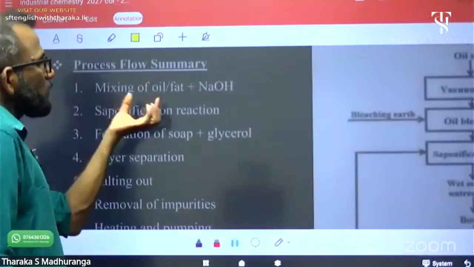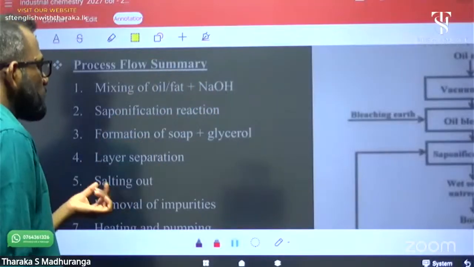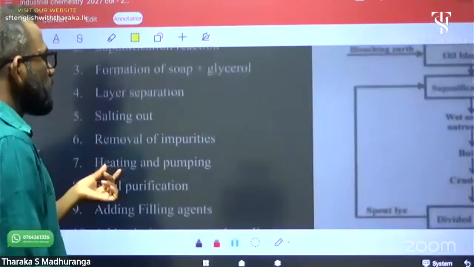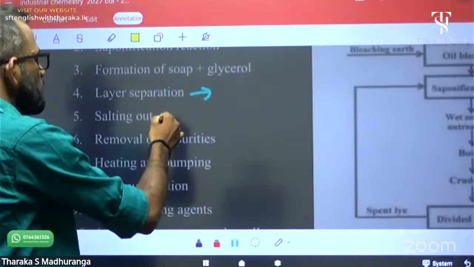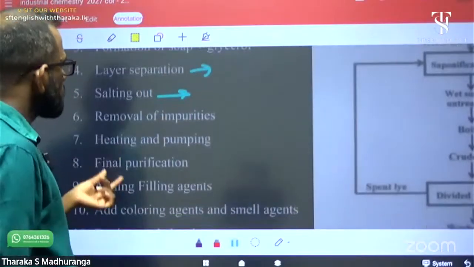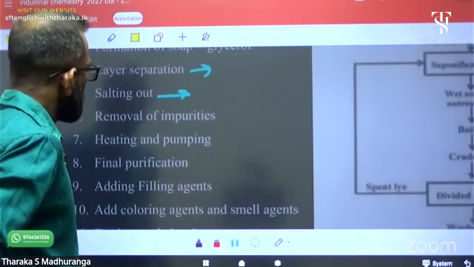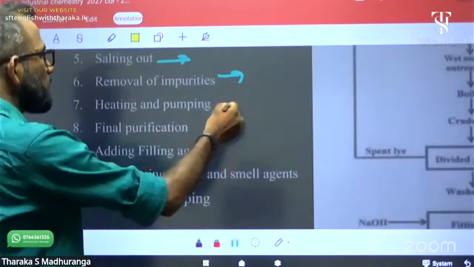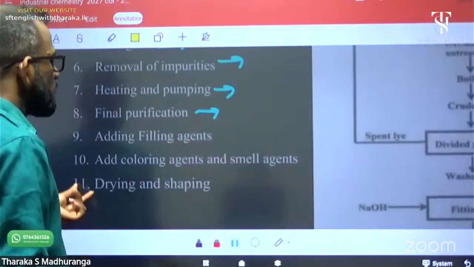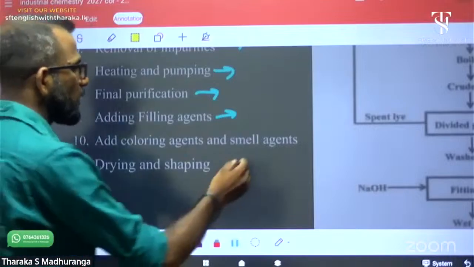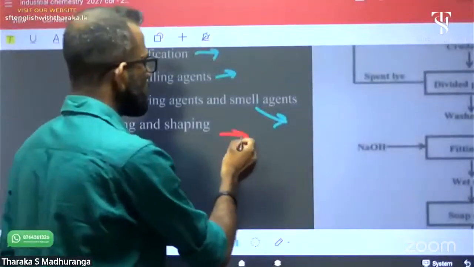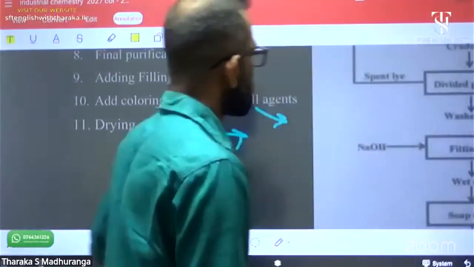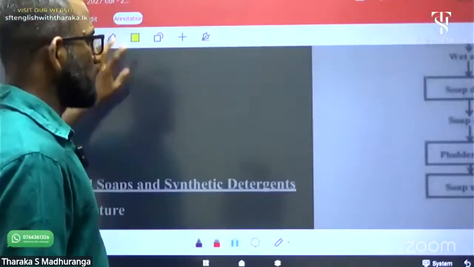Okay. Those are the steps: mixing of oil, fat and sodium hydroxide, saponification reaction, layer separation by centrifugation, salting out, which means adding salt, removal of impurities, heating and pumping, final purification, adding filling agents, coloring and fragrances, and drying and finalizing. On the other side also a flow chart is given, the same thing.